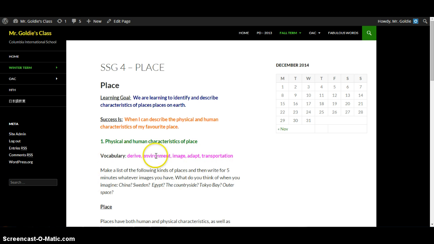First, we're going to start by making a list. Please make a list of whatever images you have of the following places. So what do you think of when you imagine China, Sweden, Egypt, the countryside, Tokyo Bay, and outer space? Please make a list of all the things you imagine for each of those places.